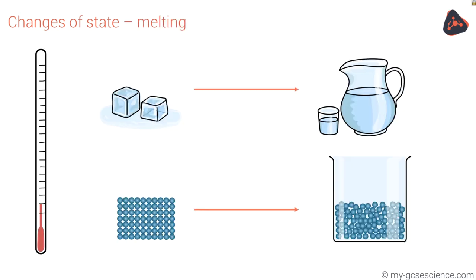So the first change of state we're going to look at is melting. This is when a solid changes into a liquid. This will happen at the melting point of the substance. This is an example of water, and you probably already know that the melting point of water is 0 degrees centigrade.